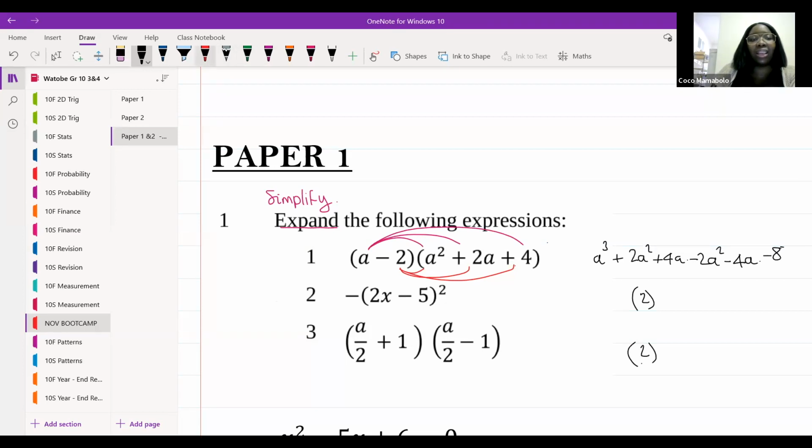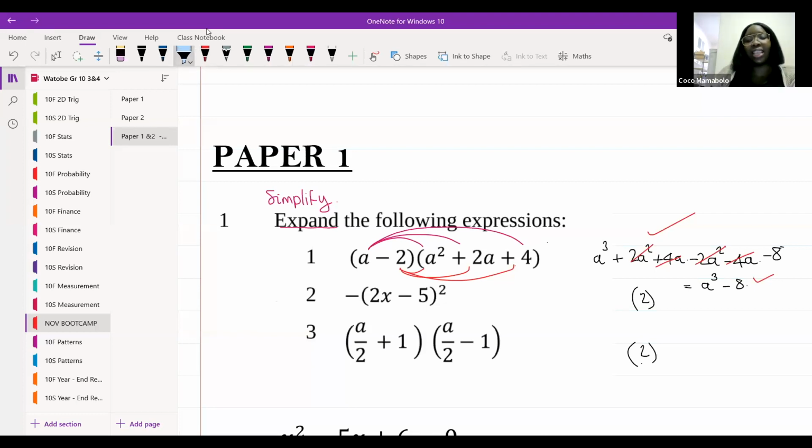Then I can add like terms. 2a squared minus 2a squared will give us 0. 4a minus 4a would also give us 0. So our final answer here should be a cubed minus 8. Okay, you will get 1 mark for distributing properly and 1 mark for simplifying properly, the last answer.